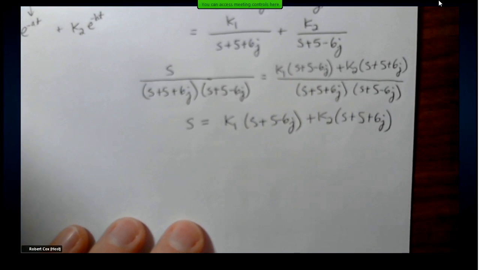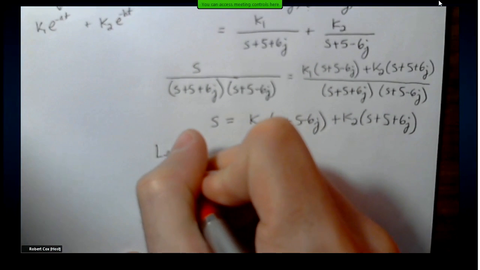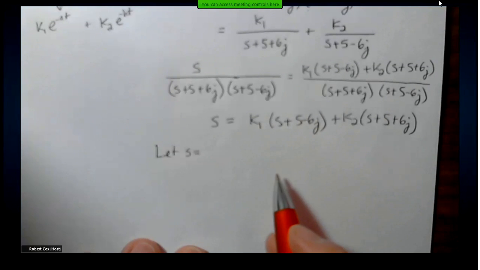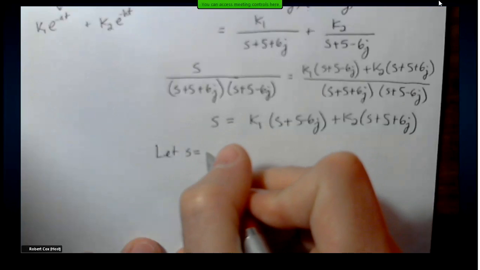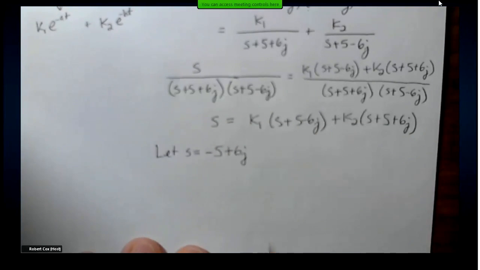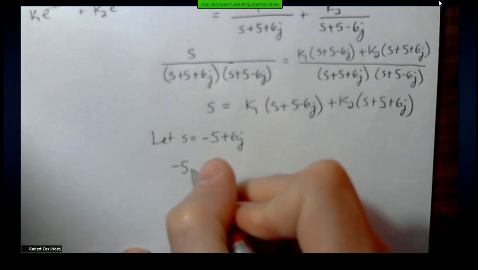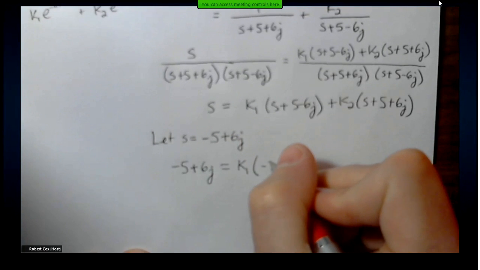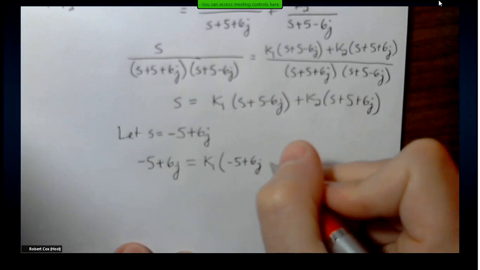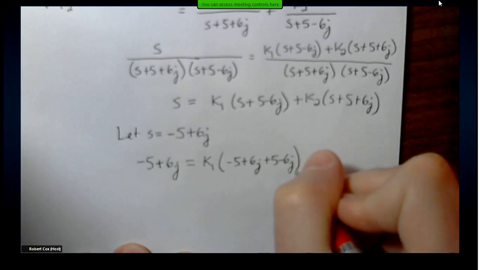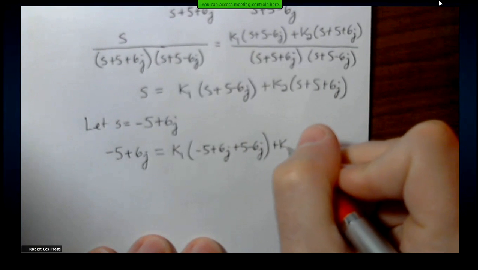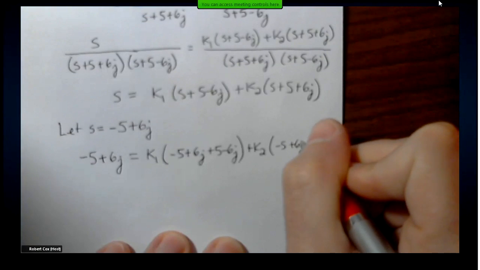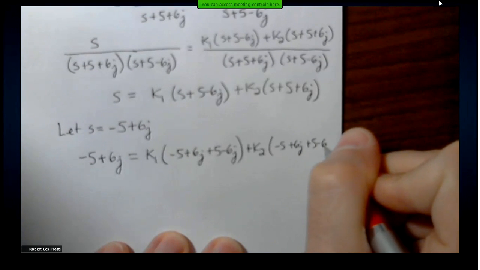How do I do this? I need to find what k1 and k2 are. The easiest thing is to make some guesses for s, good guesses so that one of the terms goes away. So let's guess that s equals minus 5 plus 6j. If I do that, minus 5 plus 6j, that's this side, equals k1 times minus 5 plus 6j plus 5 minus 6j plus k2 times minus 5 plus 6j plus 5 minus 6j.